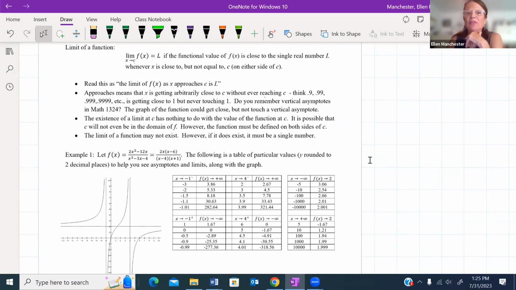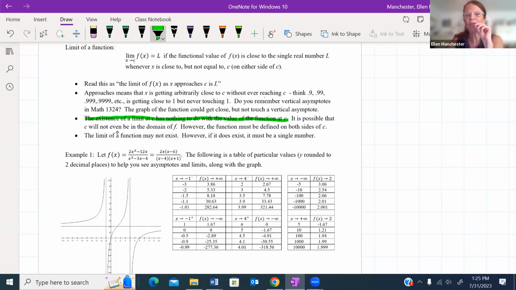The limit of f of x as x approaches c is L. What that means is it's getting arbitrarily close to the value, and the value c is just any value, a constant. You can think that as it gets closer and closer, it's getting closer to whatever that Y value is. Okay, so this is important: the existence of a limit at c has nothing to do with the value at c.